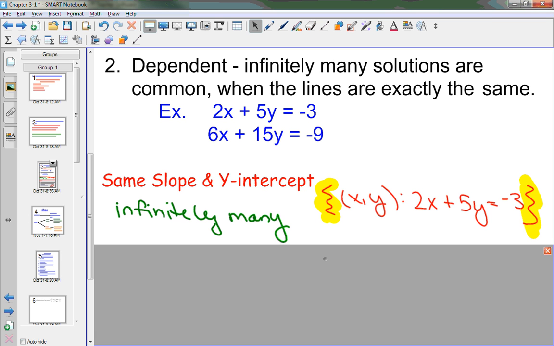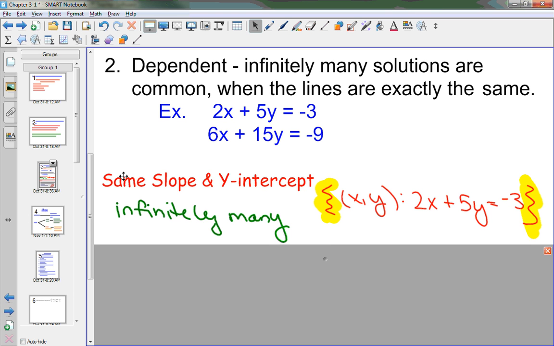The colon means such that 2x plus 5y is equal to -3. What I've done is I've put down the equation that I want to pull the ordered pairs from. Do we understand that? I've written down the equation that I choose to take the ordered pairs from. Does it matter which equation I choose? If they're both the same, does it matter? No. One's a multiple of the other. They're still exactly the same DNA, the same slope, the same y-intercept.